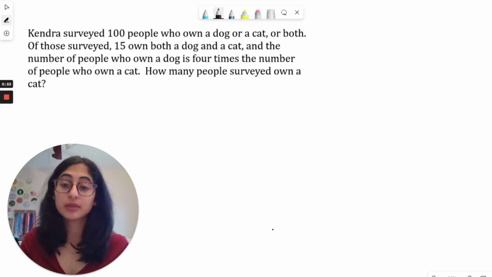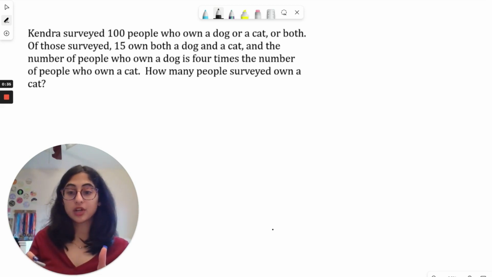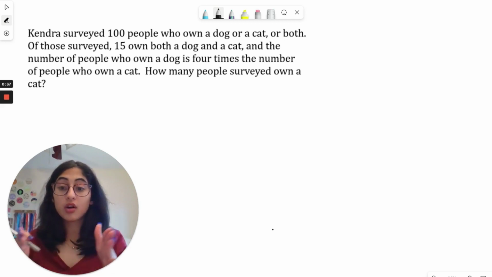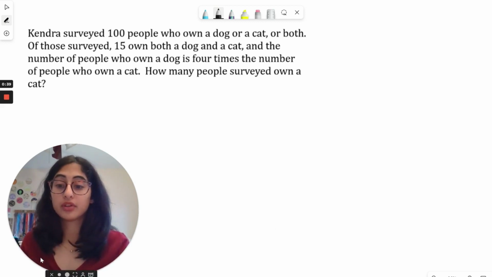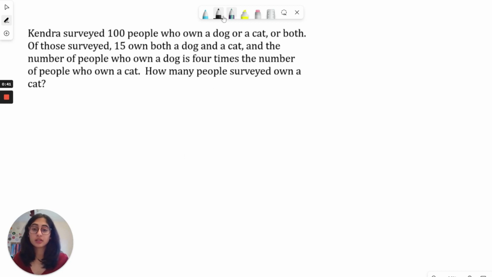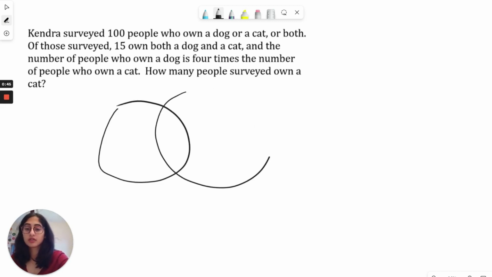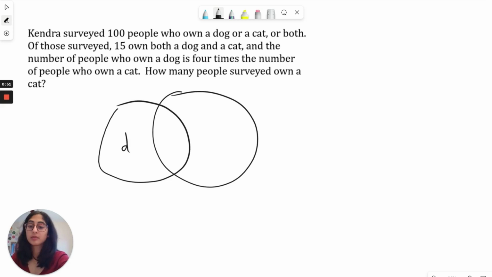All right, so this question can be a little tricky because we have to keep track of the people who own only a dog, only a cat, and both. So let's represent this using a Venn diagram. We have the number of people who own only a dog, let's call that D. We have the number of people who only have a cat, which is C, and then in the middle, of course, the number of people who have both. We don't have to use a variable for this because we already know it's 15.